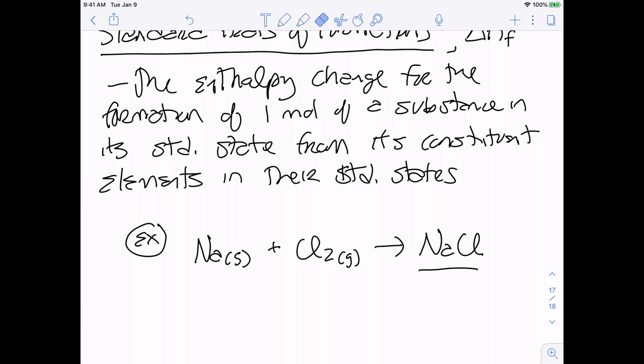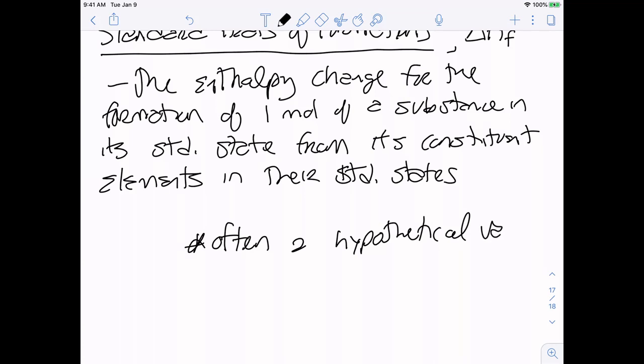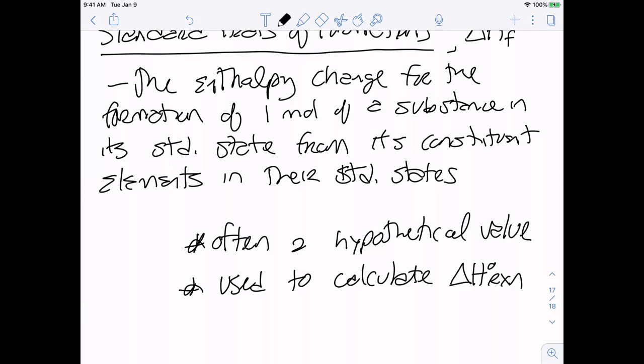Often it is a hypothetical value, we said. Often we're not actually going to do that in a lab. Often, a hypothetical value. But we're going to use it to calculate the overall enthalpy change for our reaction.